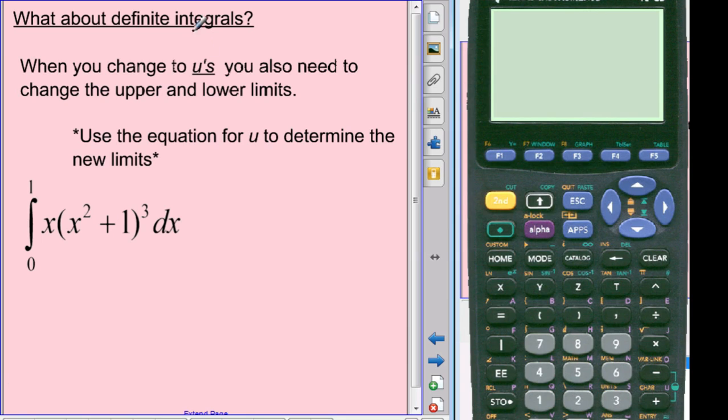Now, what about definite integrals? So we can still use substitution with definite integrals, but there's a little change. When you change those u's, you also need to change the upper and lower limits. Those are those numbers, the upper limit and that's the lower. So those are going to change when I change the variable from x to u. So let's actually do this problem.